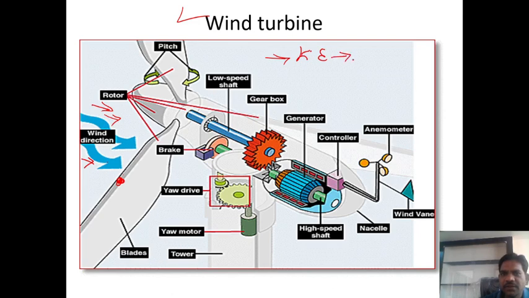Kinetic energy is converted into mechanical energy, and mechanical energy is converted into electrical energy. This type of energy conversion occurs in a wind turbine, guys.